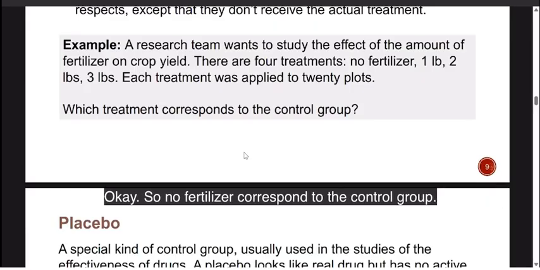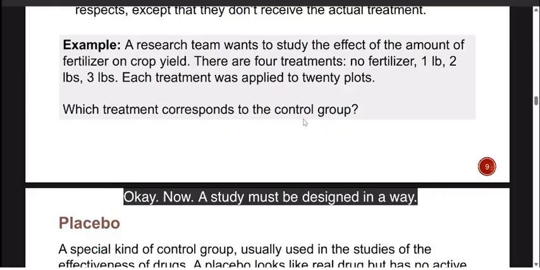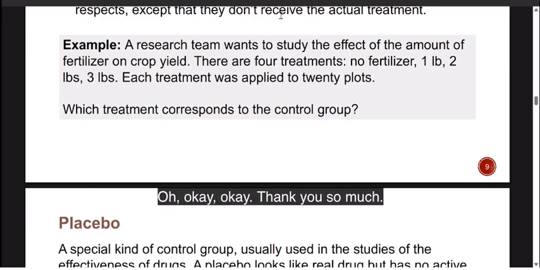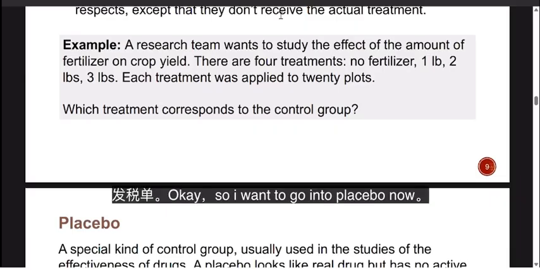Okay, so no fertilizer corresponds to the control group. Now a study must be designed in a way that we're going to have a control group. Okay, let me see. I think I have a chart. I received a chart. Thank you so much for answering that.